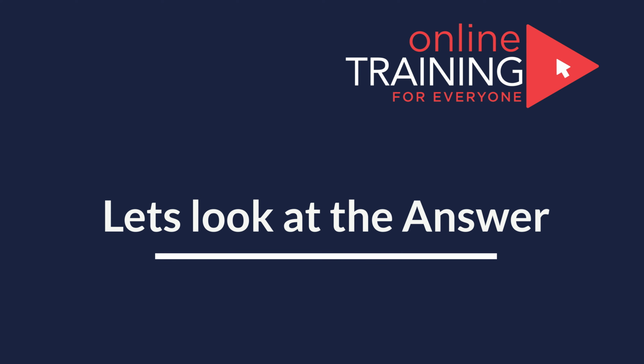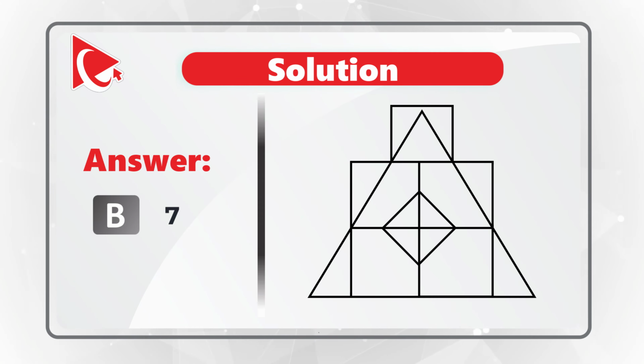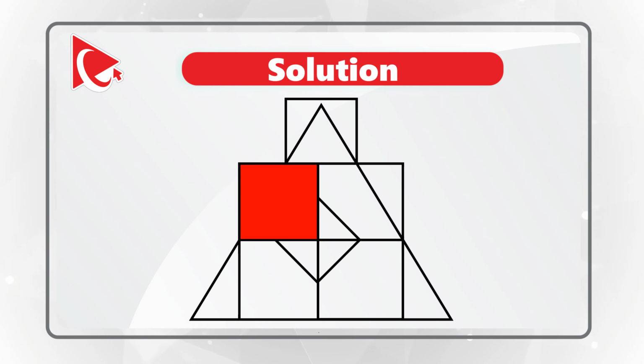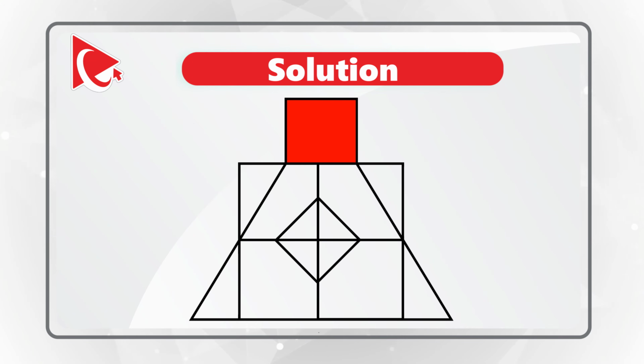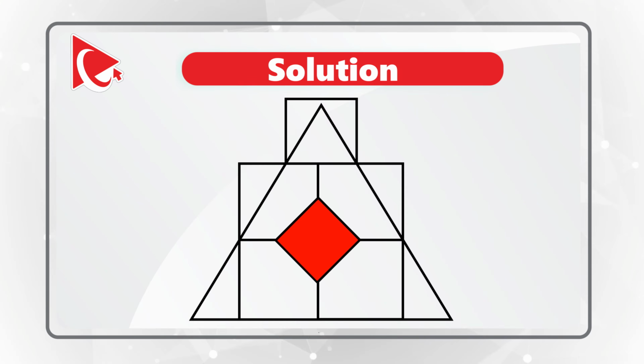Let me show you the final answer. I counted 7 squares in the picture. Obviously, if you have a different answer, please make sure to post your solution in comments. Here are all the squares. 1, 2, 3, 4, 5, 6, and 7.